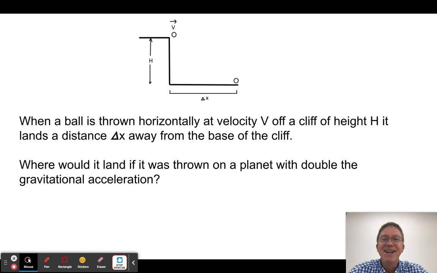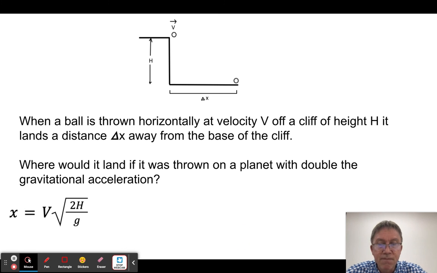We're going to do one more. A ball is thrown horizontally at velocity v. Same thing. But where would it land if it was on a planet that had double the gravitational acceleration? So a planet where gravity is twice as strong. Well, intuitively, it should not go as far because if it's pulled harder by gravity, it will not be in the air as long. It will accelerate faster to the ground. Let's see what we get.